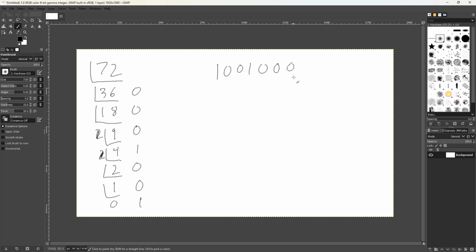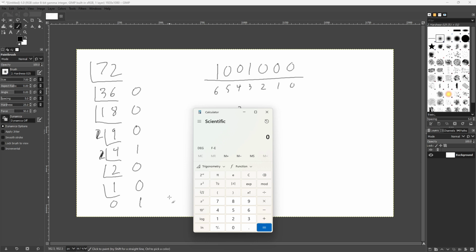I can double check that. Remember, power-wise, this is 0, 1, 2, 3, 4, 5, 6. So I could easily check this by doing 2 to the 6th plus 2 to the 3rd, because everything else is zeros, and of course we've got 1s there. So it's just 2 to the 6th plus 2 to the 3rd. Pop up the calculator here real quick. 2 to the 6th plus 2 to the 3rd. 72. Excellent. That is what we wanted.